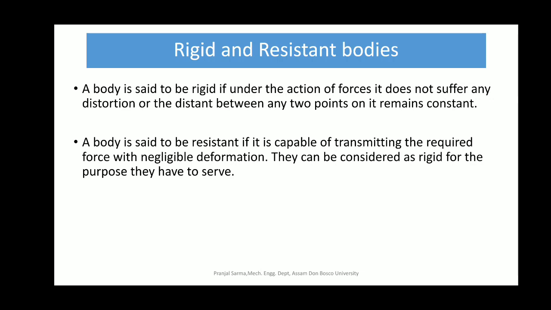Or the distance between those particular two points remains constant. Now, what are resistant bodies? A body is said to be resistant if it is capable of transmitting the required force with negligible deformation. A particular resistant body may undergo certain deformation, but it will be negligible under the particular force or load under which it is acting.